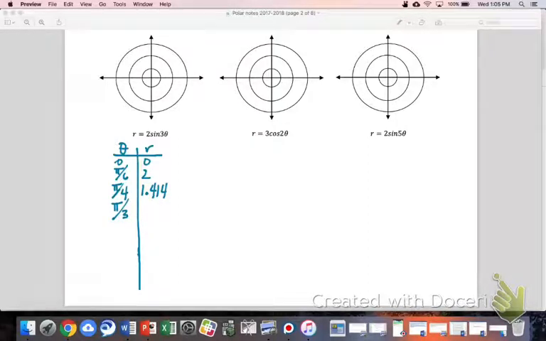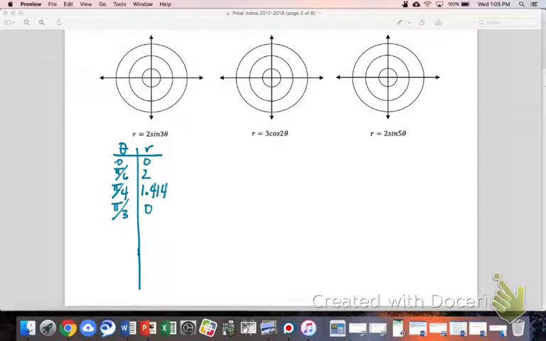If I plug a pi over 3 in there, of course the 3's cancel, you get sine of pi, which is 0. And times 2 is still 0. Let's leave it at that for now. Let me go up here and plot this.